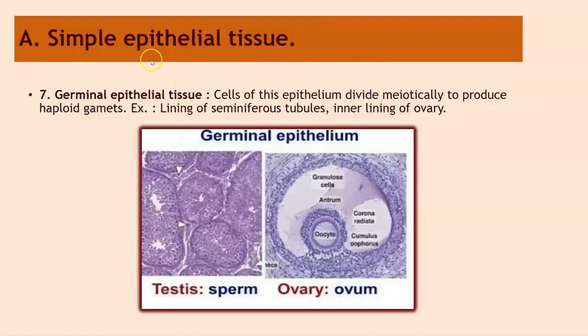Now, previously the cells that we have seen of the different types of the simple epithelium all are part of your somatic cells and they all divide mitotically, but these cells here divide meiotically. So where are these cells present? In the lining of the seminiferous tubules, then the inner lining of the ovary. Have a look at this image here. This is the testis where the sperms are produced. This is the ovary where the ovum is produced.